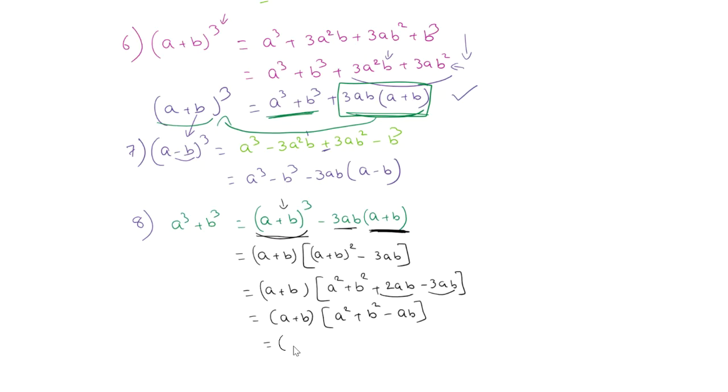So this is the formula. We say a plus b into, just for arrangement purposes, I am writing a square minus ab plus b square.